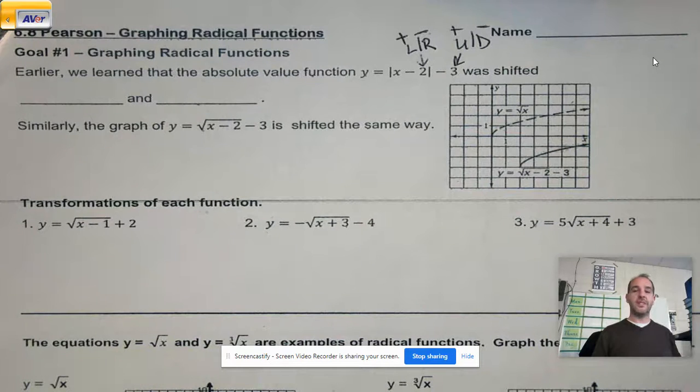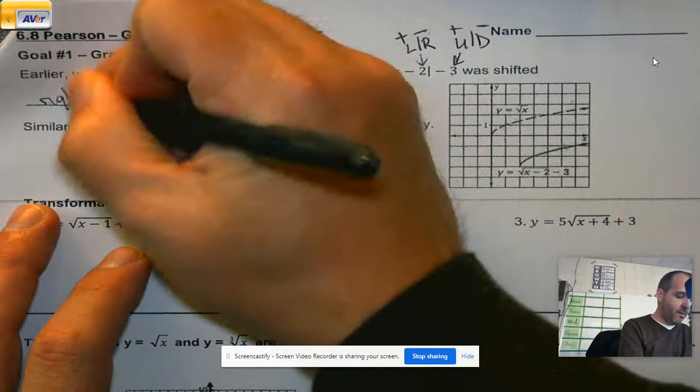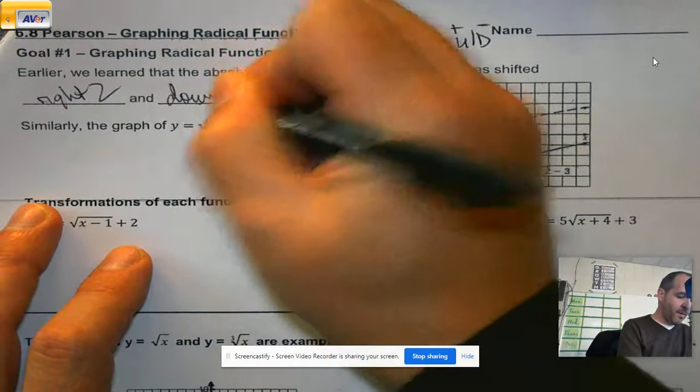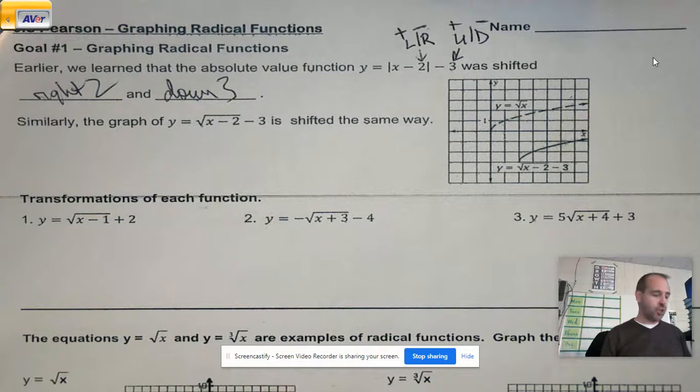So if the question was, hey, what are the two shifts? What are the two transformations for this particular equation? The answer would be right 2 and down 3. Similarly, the graph of our radical function works the same way.